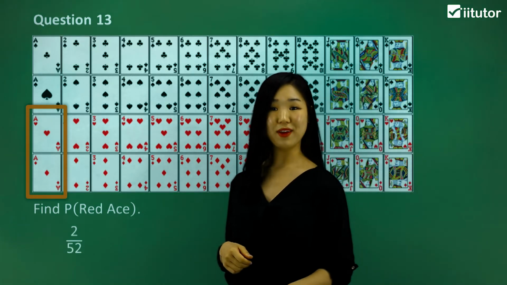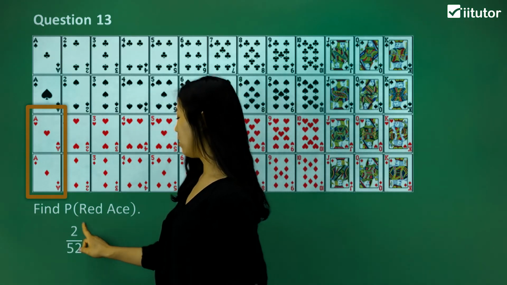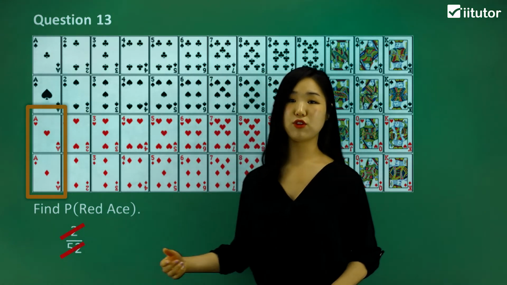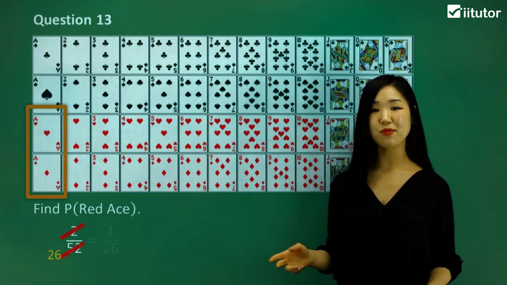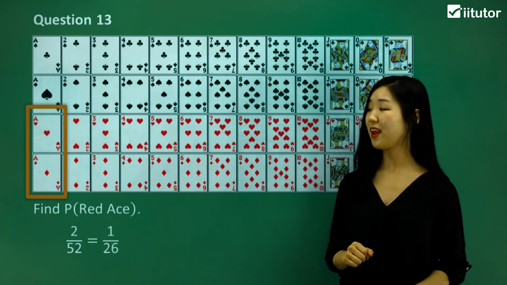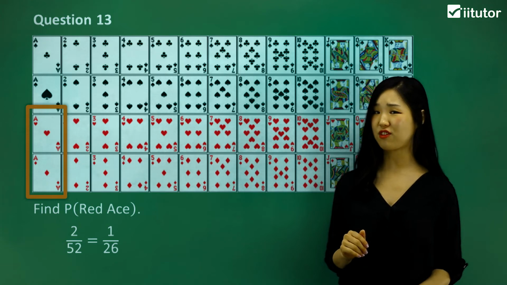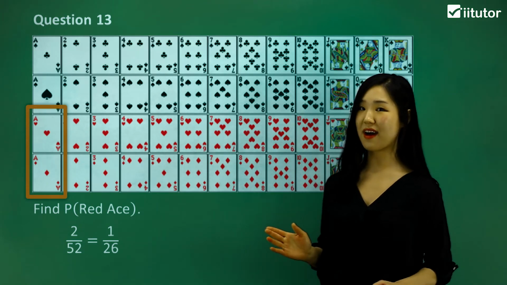Let's just simplify it by 2. Let's divide top and bottom by 2. The 2 will cross out, the 52 will cross out, and 52 divided by 2 is 26. 1 over 26 is our final probability of a red ace. Make sense, guys? So always look for simplification. You have to simplify it to get your full marks.